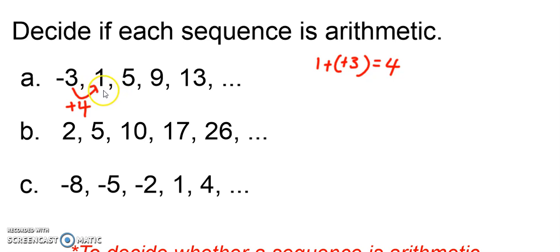And now I want to check if it's arithmetic. I should see that +4 throughout the rest of the sequence. I do see that from 1 to 5, we add 4. From 5 to 9, we're adding that 4. And from 9 to 13, adding 4. So yes, this is an arithmetic sequence in part A.